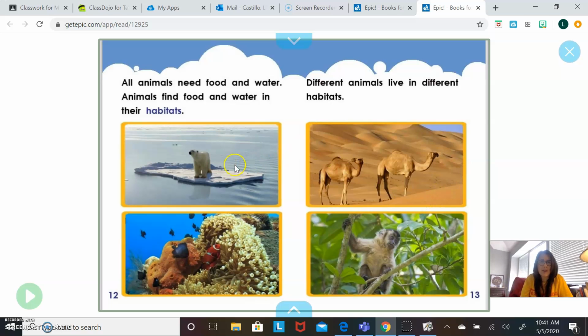Look at this polar bear right here. His habitat is out in, maybe this might be Antarctica, maybe somewhere really cold, and his habitat is around the water in the very, very cold habitat. And what do you think he might get from the water that he would need to survive? What would he find in here? Yes, he would find food. He would find fish. That's what he eats.